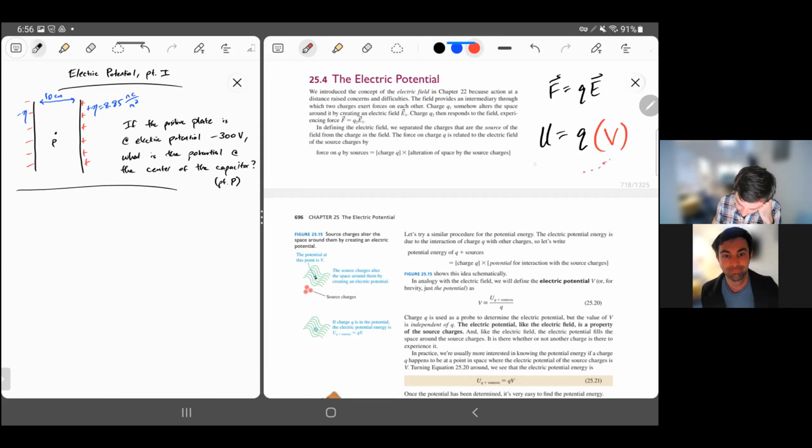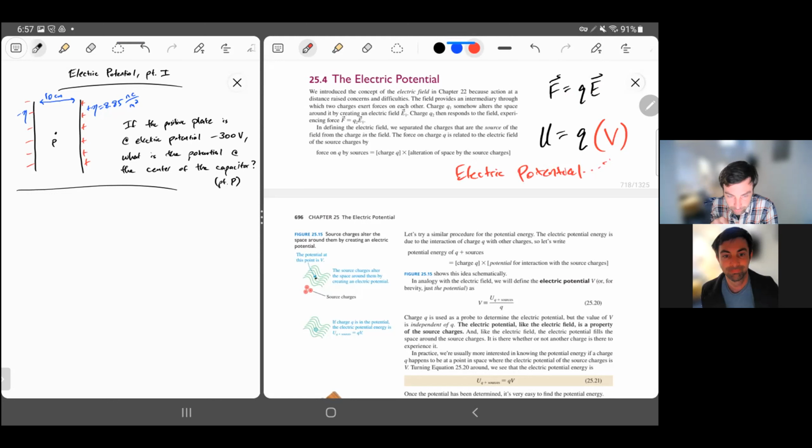There's a bunch of source charges that set up an electric potential. And then if you had a probing charge or a test charge that you put in the electric potential, it will have some associated potential energy. So this is electric potential, not electric potential energy. Potential energy is U, the electric potential is V. So notice right away it's a scalar. What's nice about both U and V is that we don't have to worry about vector signs, so no components. We do have to worry about plus and minus signs, but not components, which is great.